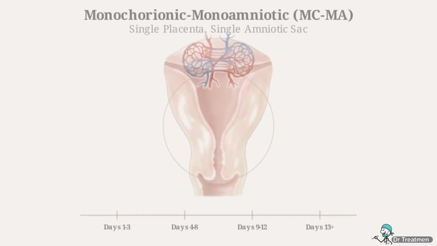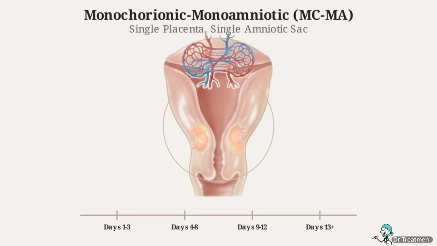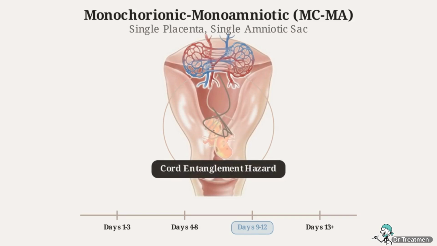The highest risk arrangement occurs when twins share both a single placenta and a single amniotic sac. This configuration is the result of a split delayed until days 9 through 12, after both the placental and amniotic structures are fixed. Because there is no membrane between them, the embryos move within the same fluid space, which often leads to umbilical cord entanglement.